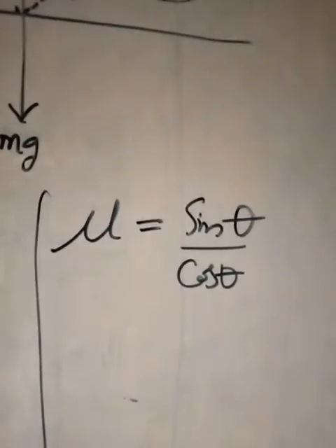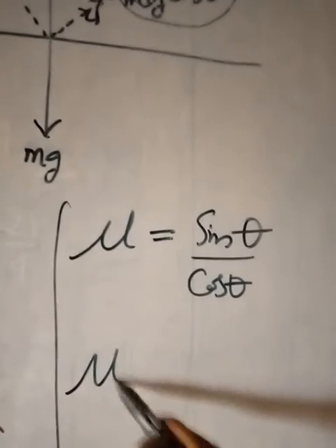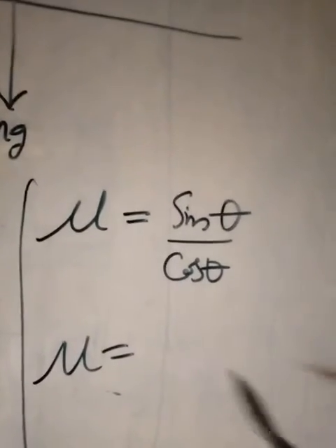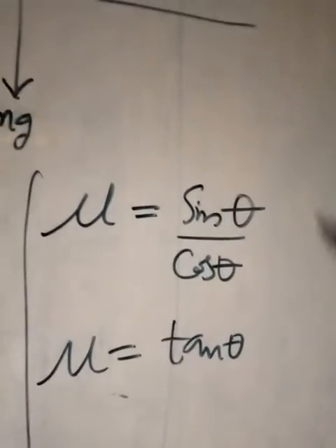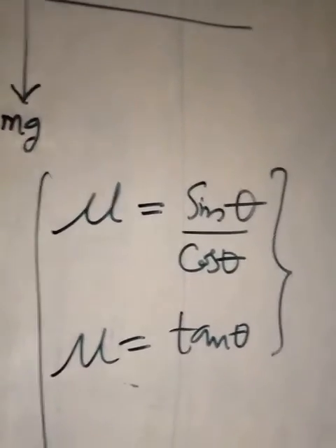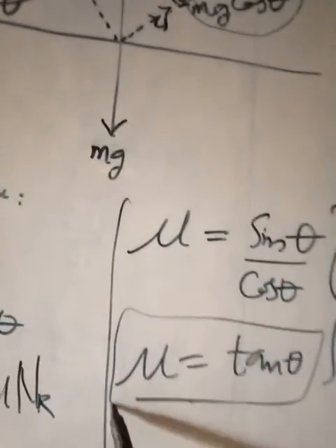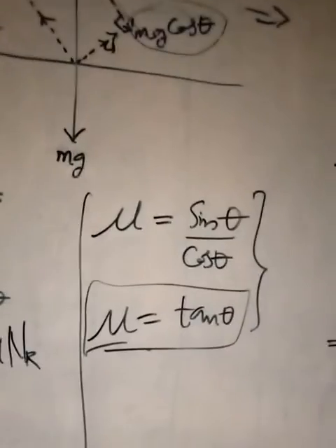In trigonometry, one of its identities is sine theta divided by cosine theta gives us tangent. So this is the coefficient of static friction. This is how to determine the coefficient of static friction.